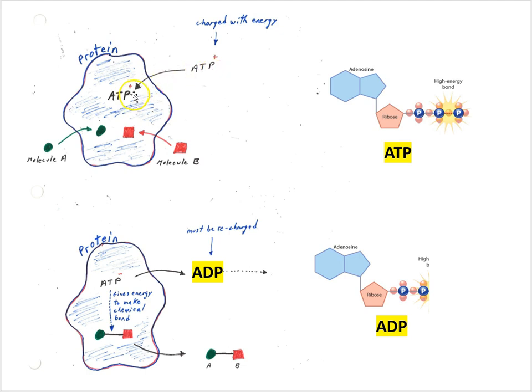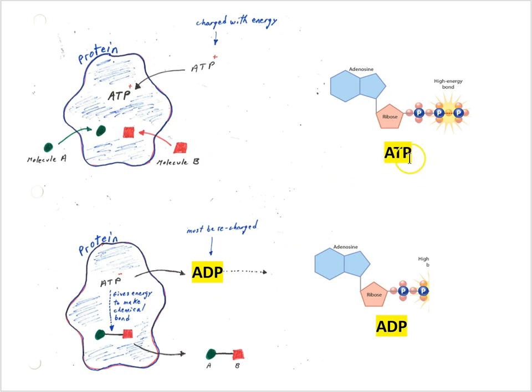It's charged with energy. Now what's going to happen then down here in this scene, the ATP molecule is going to give up its energy, in a sense, to help the protein push these molecules together to make that chemical bond. And as the ATP gives up its energy, it's converted into a molecule called ADP. And this must be recharged with energy. Now, what's the difference between ADP and ATP?